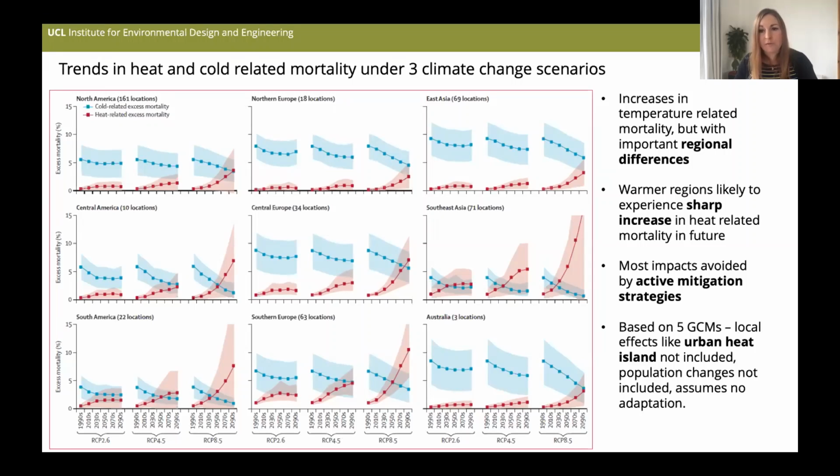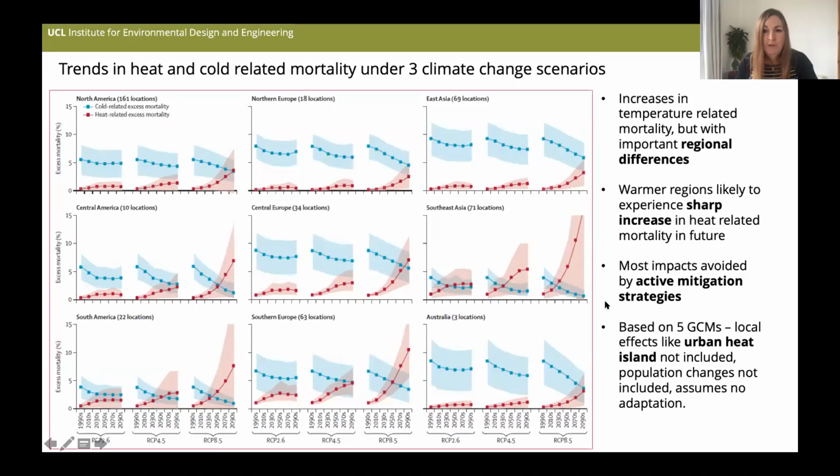But it highlighted very importantly that there were lots of regional differences. And some of the regions which are likely to experience sharp increases in heat-related mortality in the future tend to be the regions that are already quite warm. So we've got Southeast Asia and Southern Europe and South America.